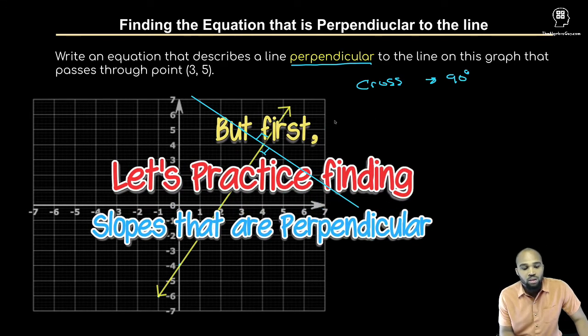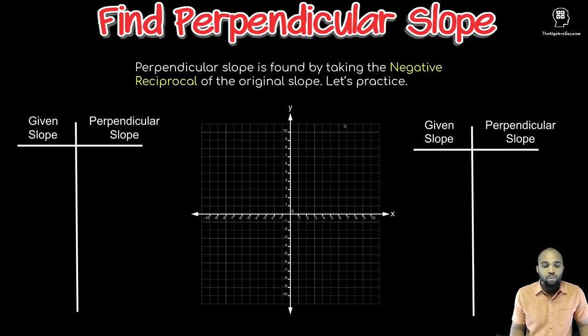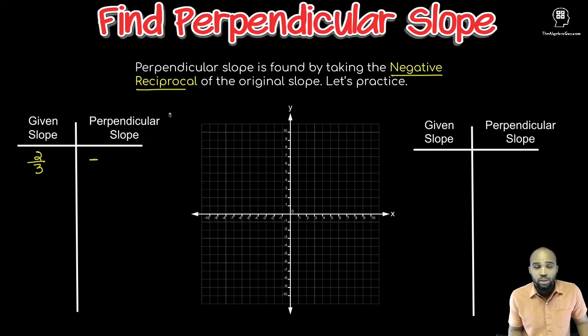First, let's practice finding slopes that are perpendicular to another. What do we mean by that? We know that parallel slopes are what? Equal. They're exactly the same. But what about perpendicular slopes? What can we conclude about perpendicular slopes? Let's practice a little bit. If I give you a slope of 2/3, what's going to be the perpendicular slope? Perpendicular slope is found by taking the negative reciprocal of the original. So we have 2/3. Let's take the negative. And reciprocal literally means to switch the places of the denominator and the numerator.